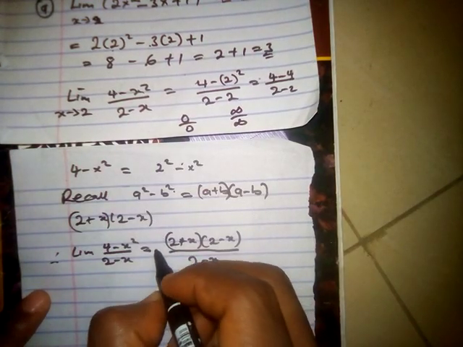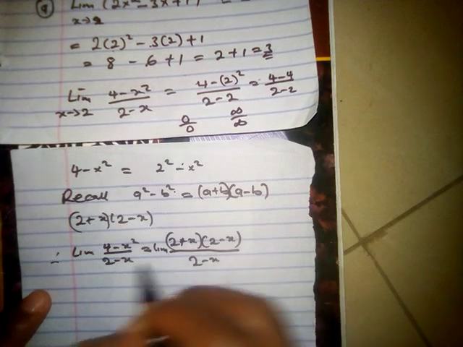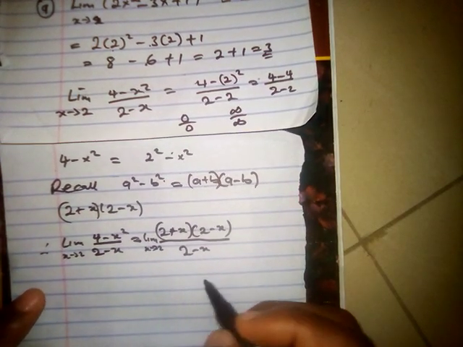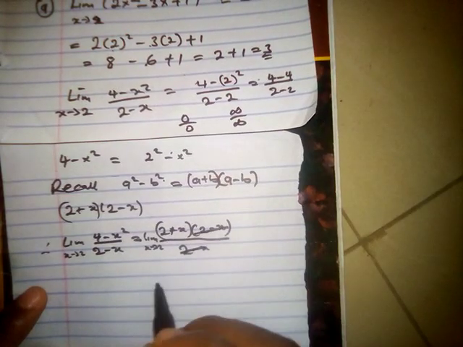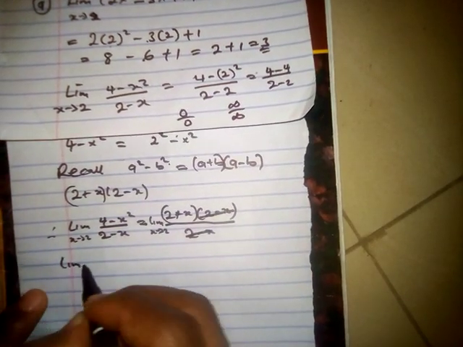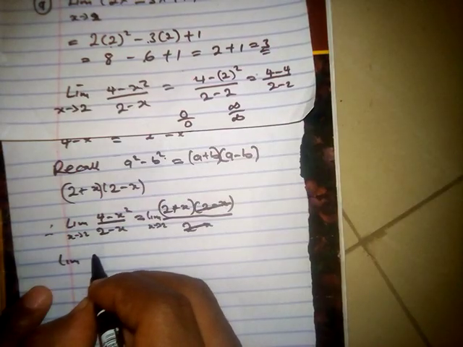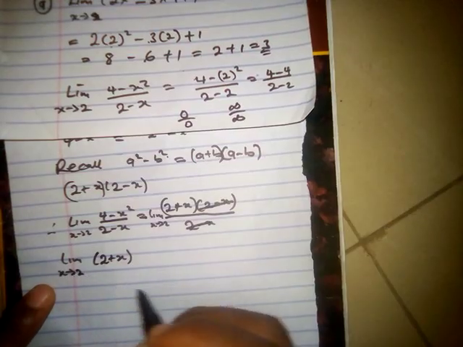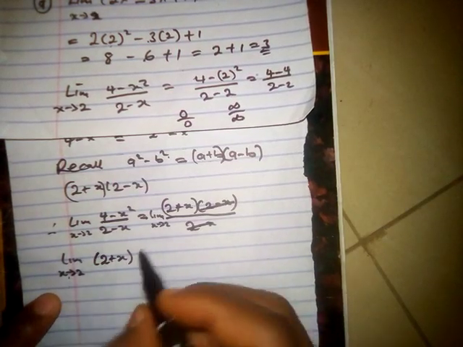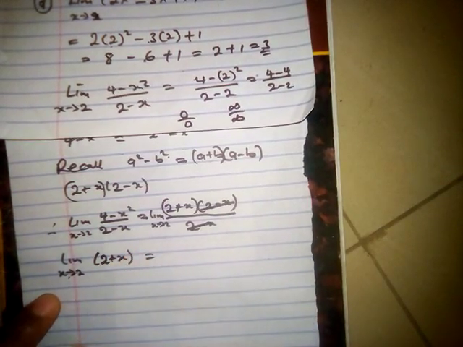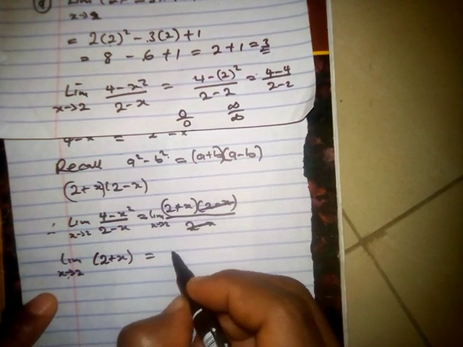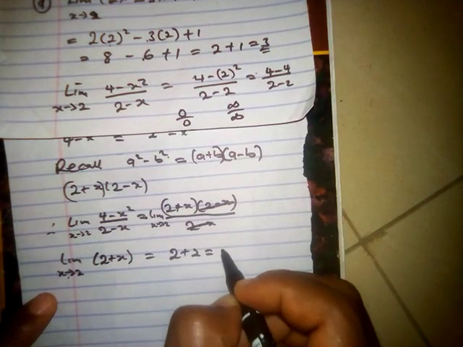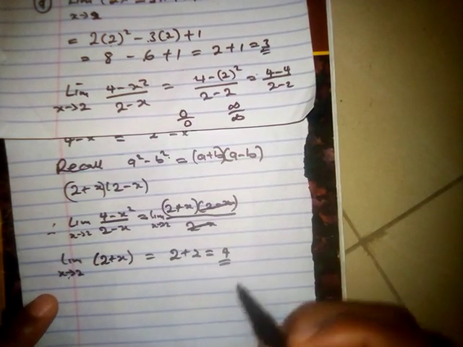Sorry, here I'm supposed to put the limit, as x tends to 2. So this cancels this, and we are left with the limit of the function 2 plus x as x tends to 2. Now evaluating this limit by substitution, this is equal to 2 plus 2, which is equal to 4. So that is the limit of the function.